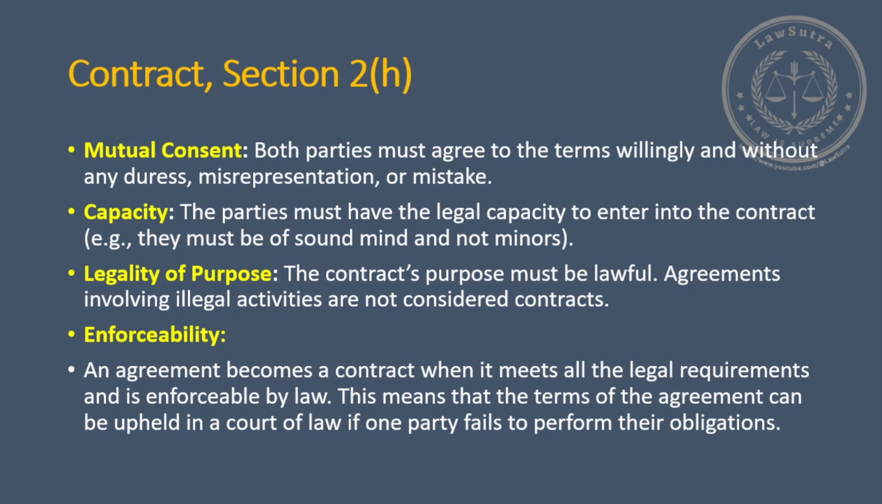Next one is the capacity. The parties must have the legal capacity to enter into the contract. For example, they must be of sound mind and not minors. Next one is the legality of the purpose. The contract's purpose must be lawful. Agreements involving illegal activities are not considered contracts. Next one is the enforceability.